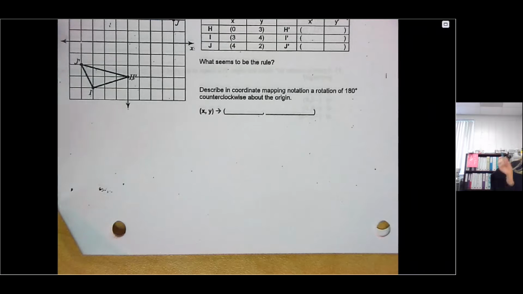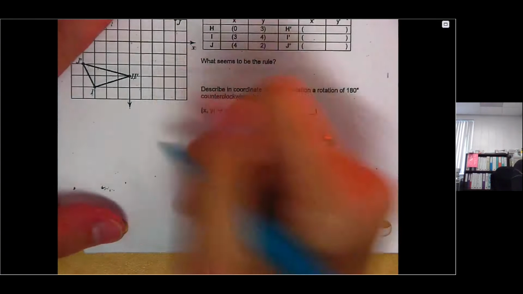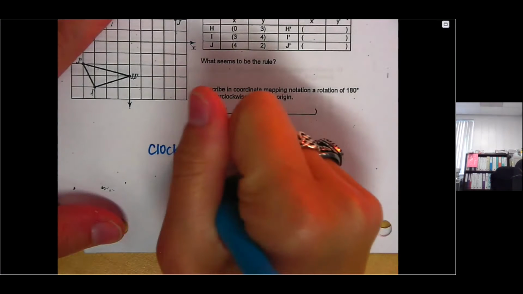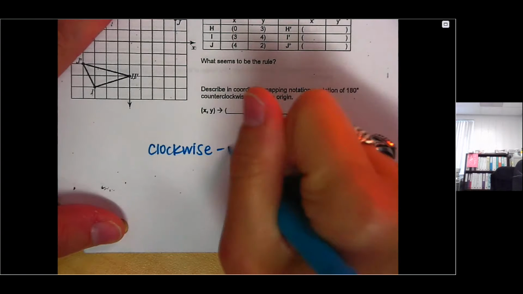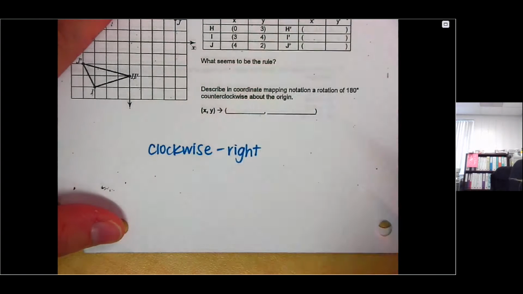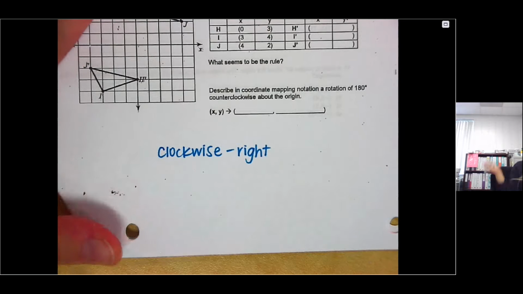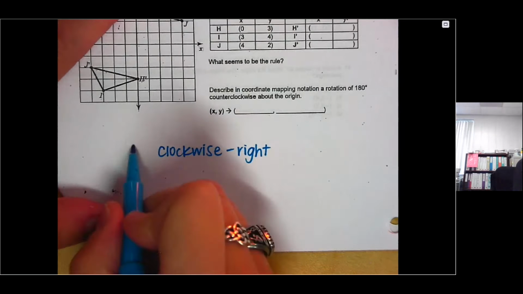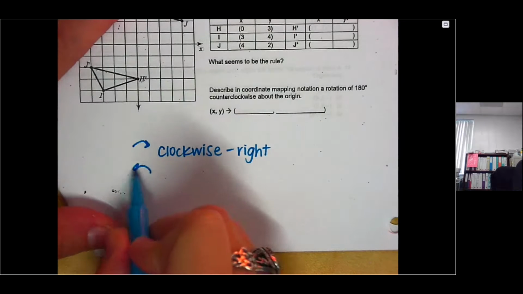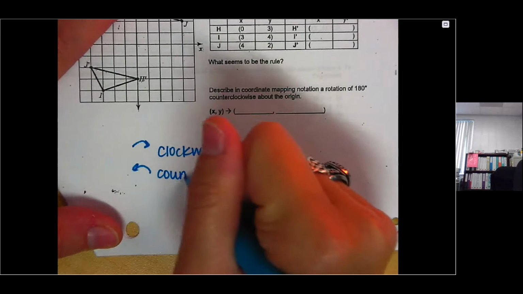Okay. Now, there's two different ways you can turn. You can turn to the right and you can turn to the left. If you're turning to the right, that is called clockwise. So clockwise is to the right. And obviously, counterclockwise is to the left. Right? So to the right or to the left. Counterclockwise.